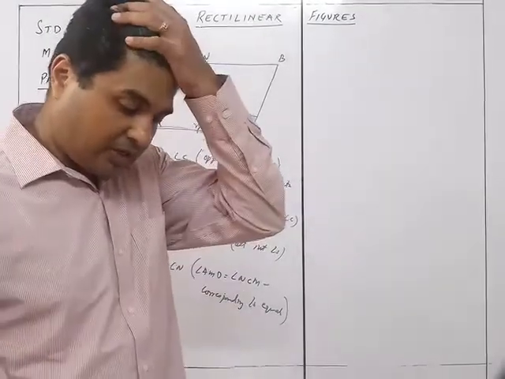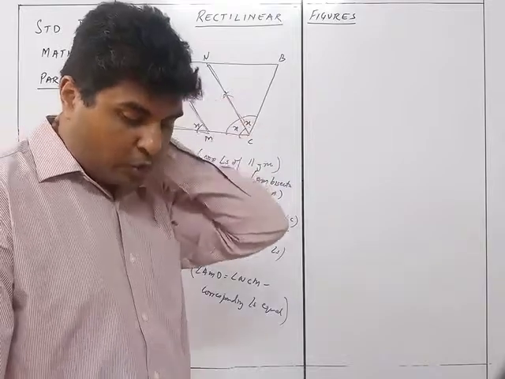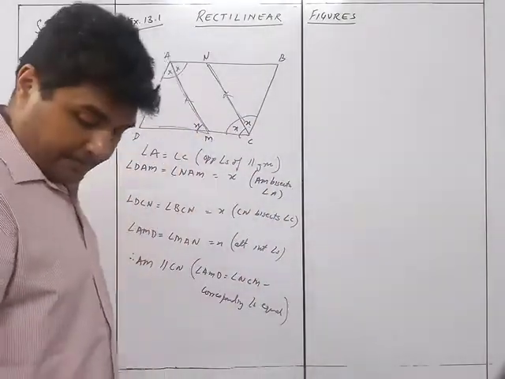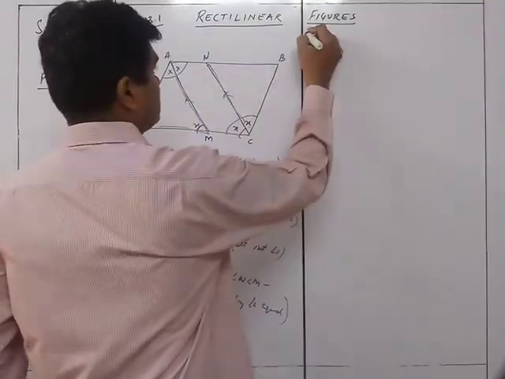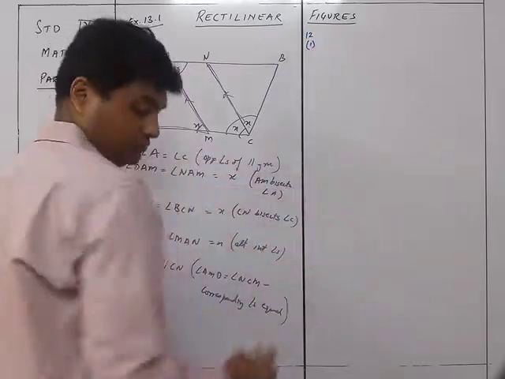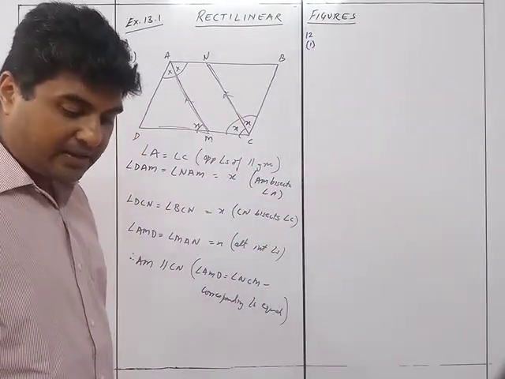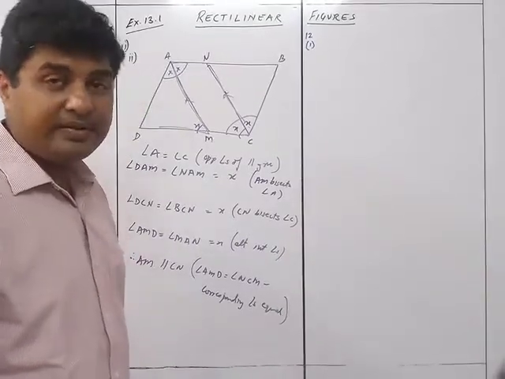Easy sum. Question number 11, the second. We now move on to sum number 12, the first. If ABCD is a rectangle in which the diagonal BD bisects angle B, then show that ABCD is a square.